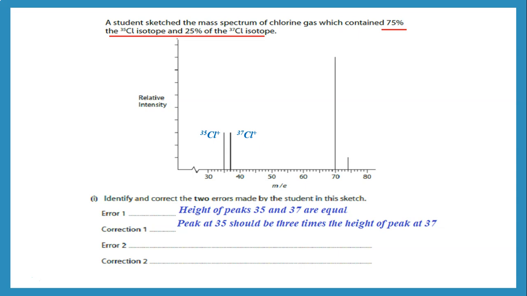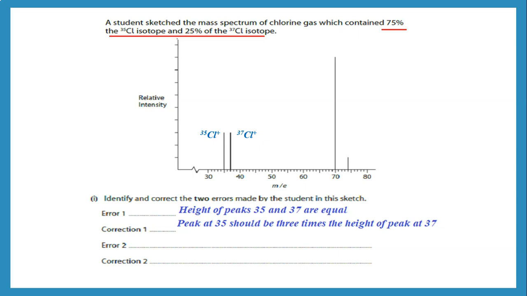He wrote them equal. They're not equal. They're not 50% for each isotope. The peak at 35 is 75% and the other one is 25%. So the peak at 35 should be 3 times the height of the peak at 37.